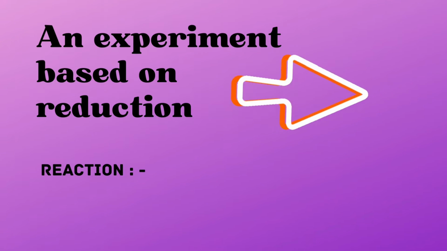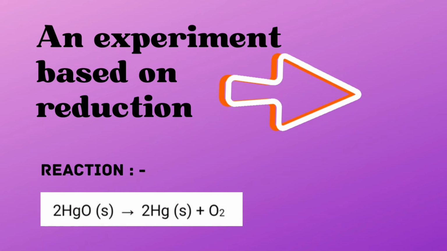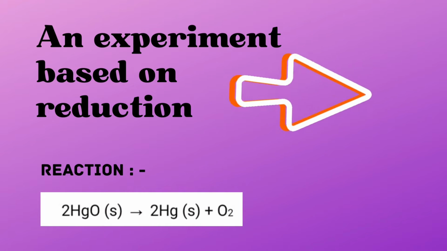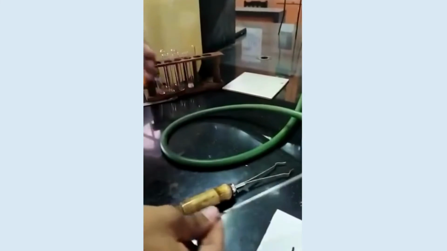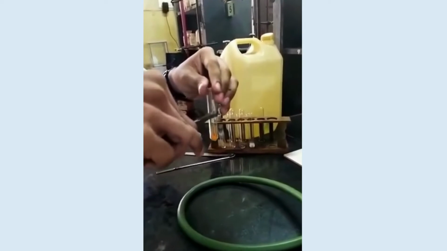Here's an experiment based on reduction. In this experiment, we heat HgO, that is mercuric oxide, to form mercury and liberate oxygen. Here we have HgO, that is mercuric oxide, which is orange in color. We take this in a test tube. Then we fix the test tube on a test tube holder, and then we heat it slowly.